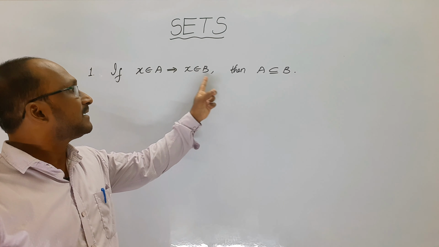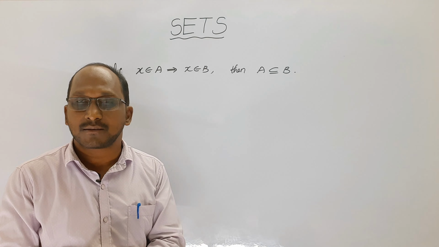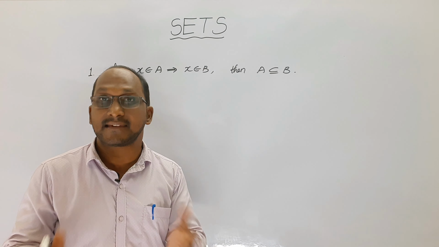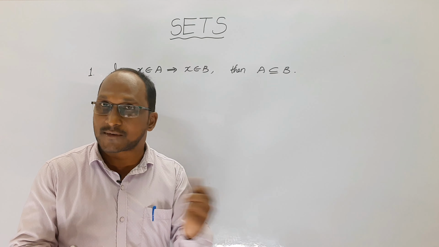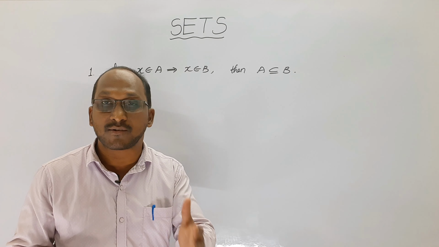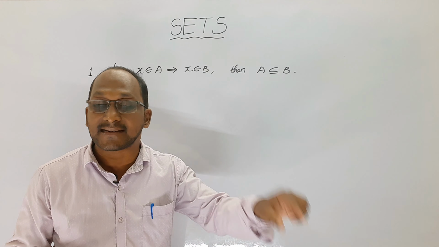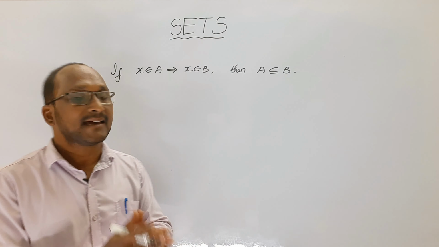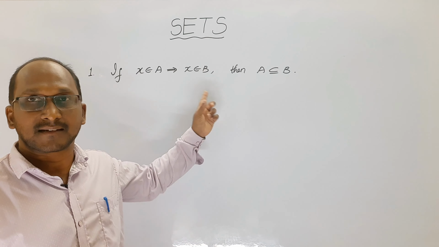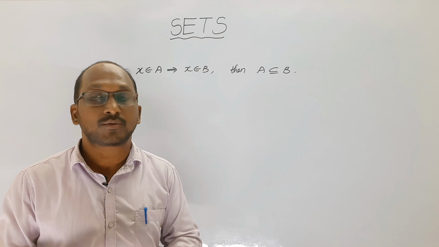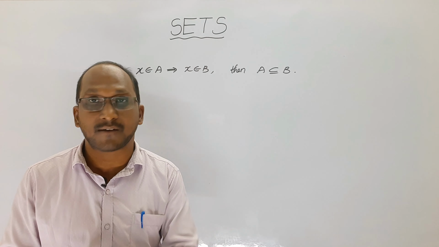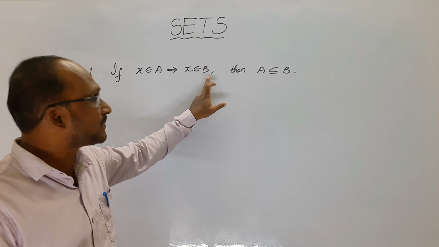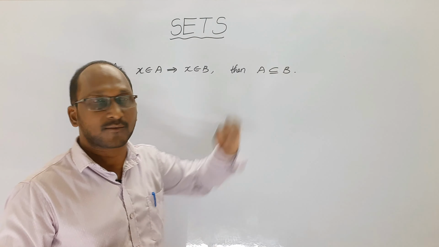So this condition is very useful to prove the laws of algebra of sets, such as A union B is equal to B union A, that is commutative law, or A minus of B union C is equal to A minus B intersection A minus C, that is De Morgan's law. Like this, here we can use this concept to prove the laws of algebra of sets. That's why here we can say that if x belongs to A implies x belongs to B, then we can conclude that A is subset of B.